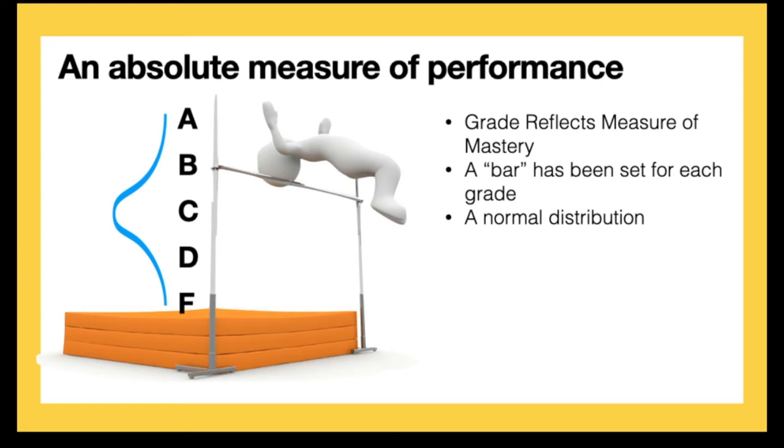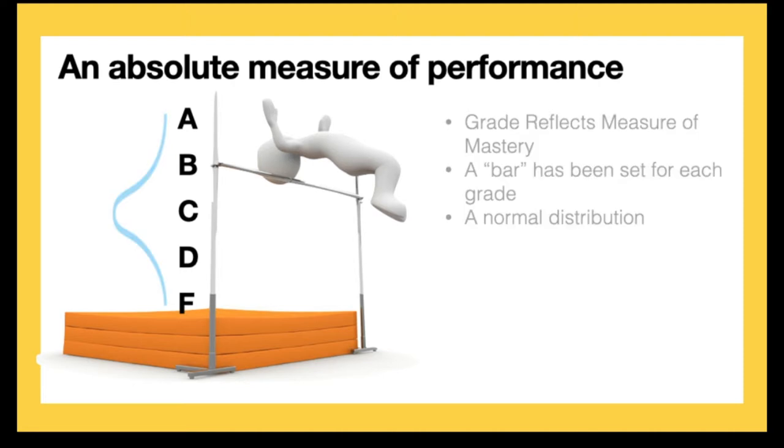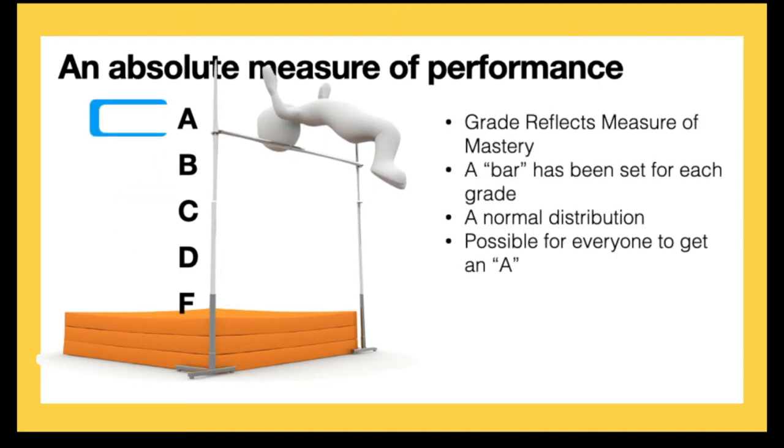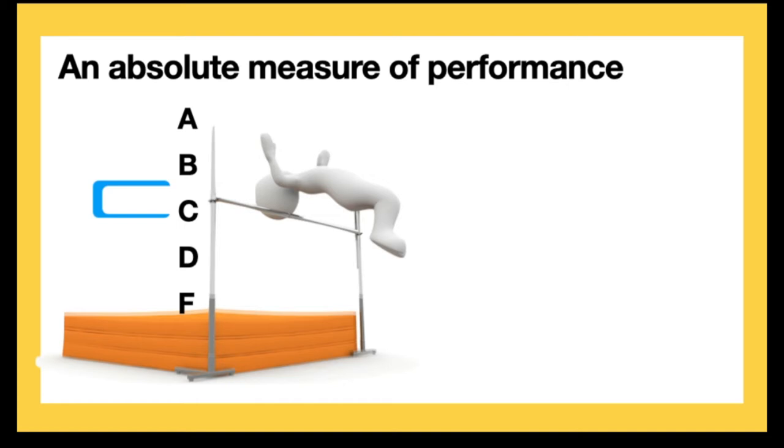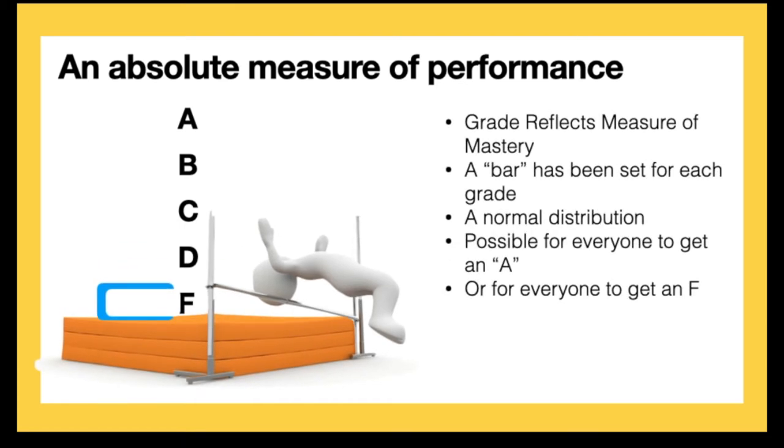Now, we would assume that we might have a normal distribution, if we have enough students in our class, across these different grade levels. Some students are going to master all the concepts that we teach in a course. Some are not going to master nearly enough. The instructor sets the bar, and that bar is maintained throughout the semester. However, we have a situation here where we could have the possibility that all of our students could get an A. So they could all master this material, and they could all get an A in this course. However, we also have a situation where everybody could get an F. Every single person in that course could get an F as well.